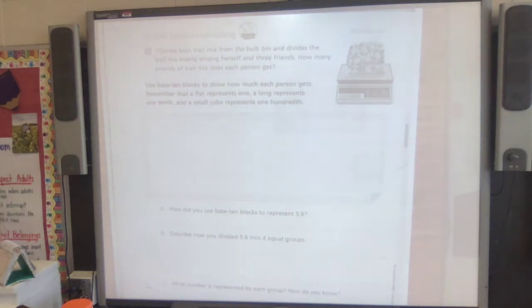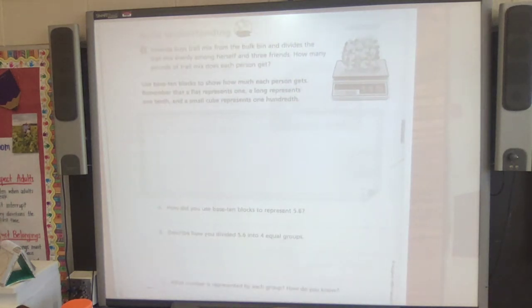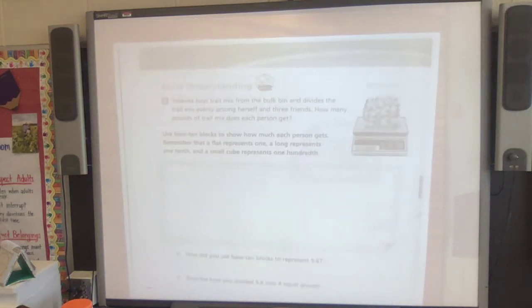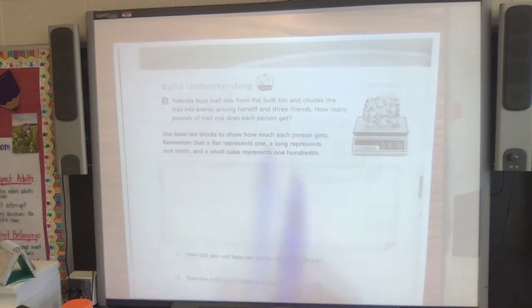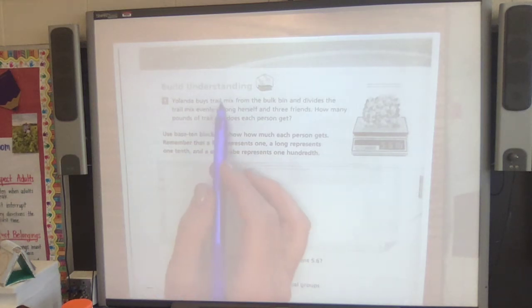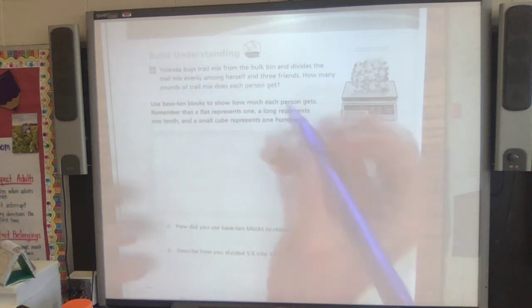We're going to start in your module 10 through 20 book. We're going to start on page 426. 426. So make sure you turn there and follow along with me. Okay? So again, we're going to be able to use a model to help divide that decimal by a whole number.